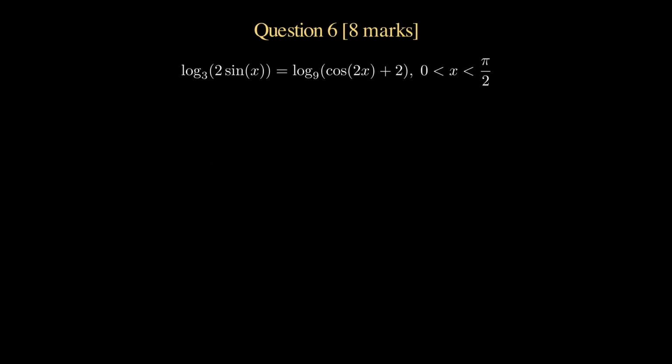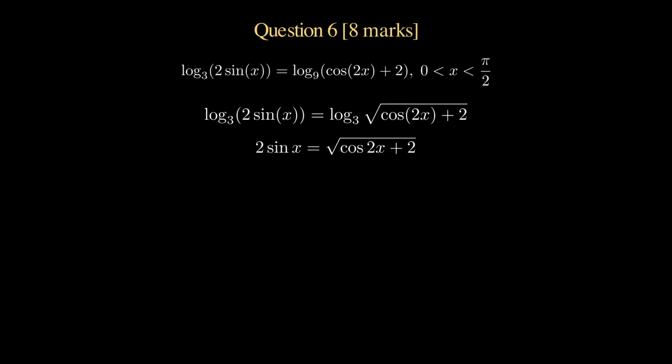Part B. Solve log base 3 of 2 sin x equals log base 9 of (cos 2x plus 2) for x between 0 and pi over 2. Using Part A, we rewrite the right side. Since the logs are equal, the arguments are equal. Squaring both sides.